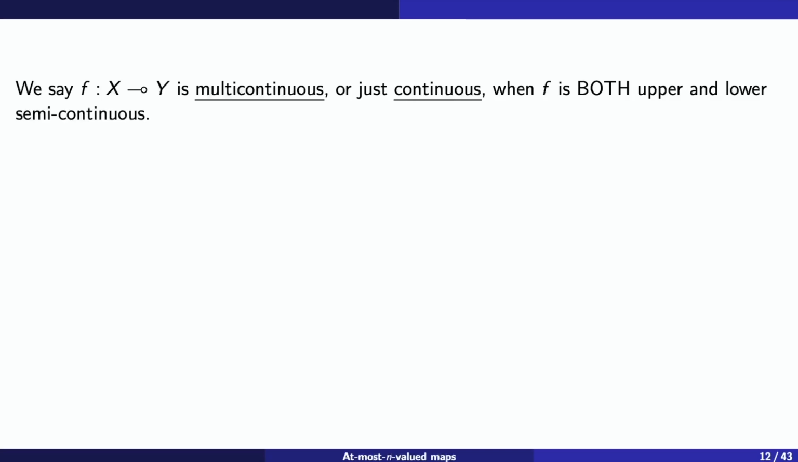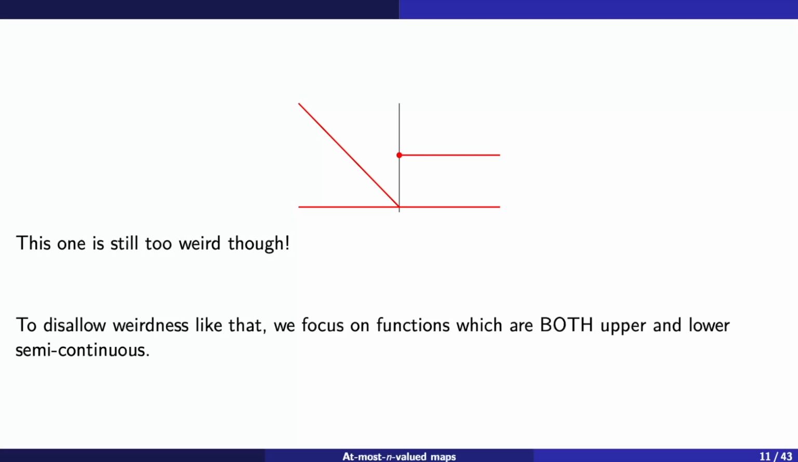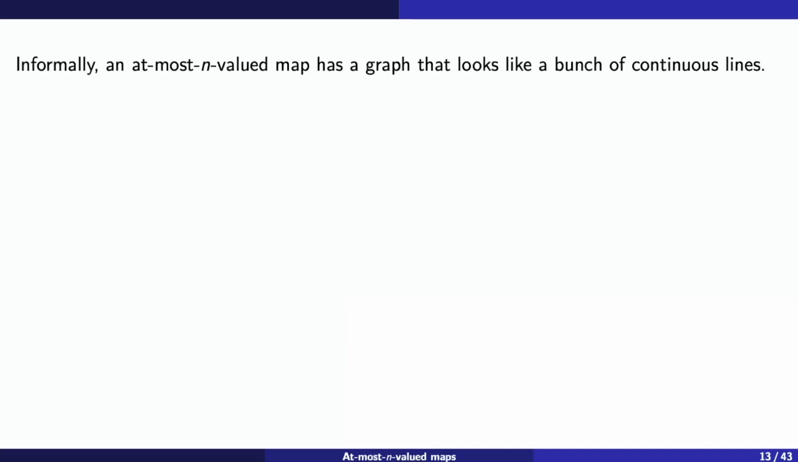And that example that I said before, for our purposes, does not count as continuous. When I say n-valued map or at most n-valued map, I always mean upper and lower semi-continuous. So that one right there does not count as continuous. It is, what did I say? It is upper but not lower, or maybe the other way around. But it's not good enough for what we're going to talk about today.